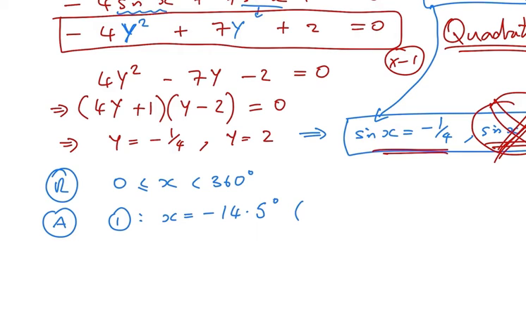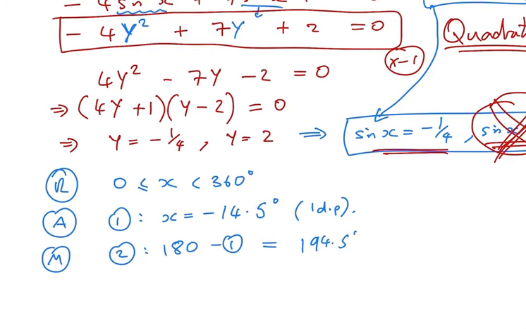minus 14.5. Okay, next is more. So angle 2, do you remember for sine, I just do 180 minus whatever angle 1 was. So this is 180 minus my first angle, and I get 194.5 degrees, again to 1 decimal place, always write that. And what about a third angle? Well, we again just do angle 1 or angle 2 plus or minus 360 degrees. Yeah, hopefully you remember that.